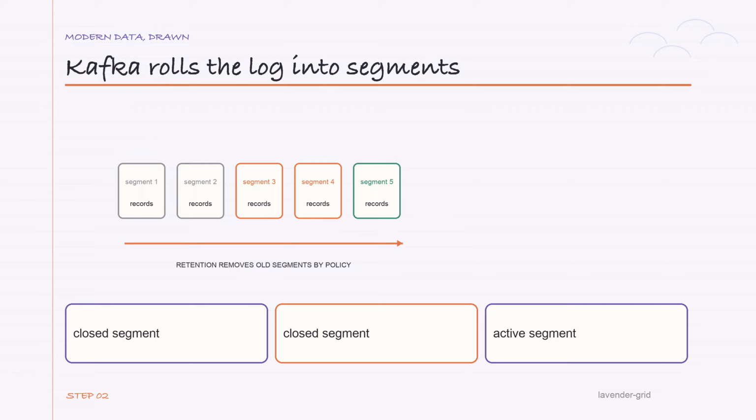Here is the simple picture to keep in mind. Read the drawing from one idea to the next. Closed segment, then closed segment, then active segment.